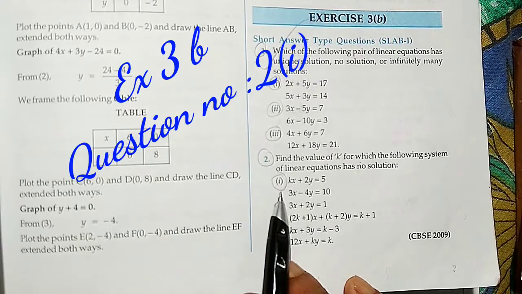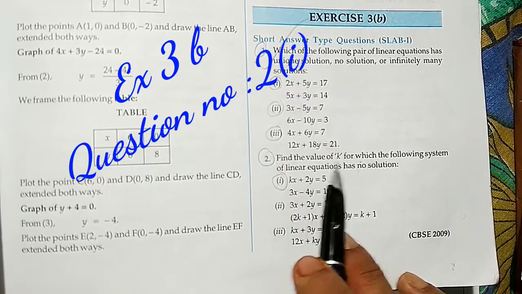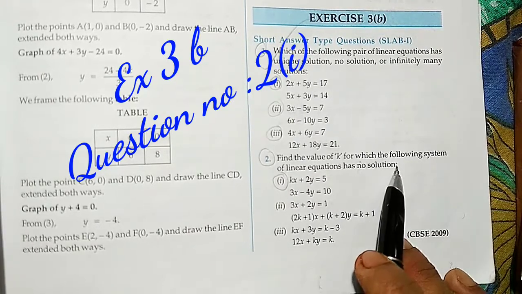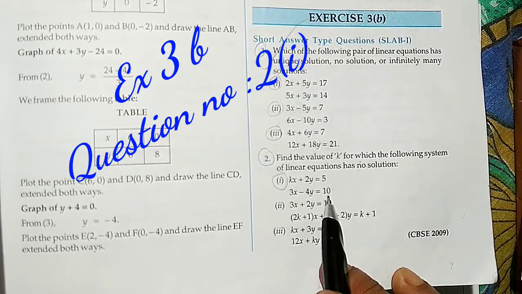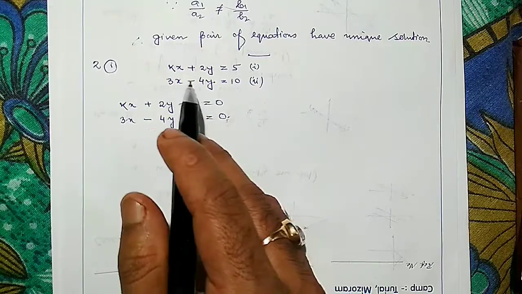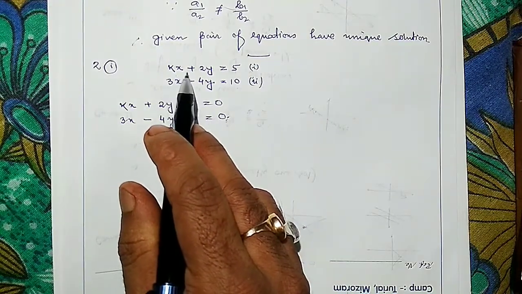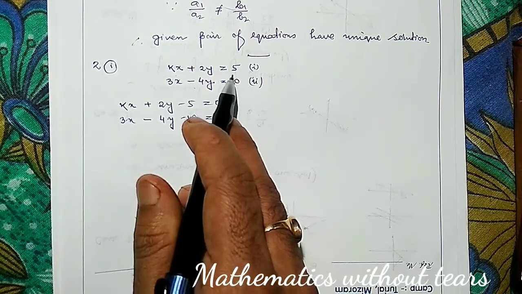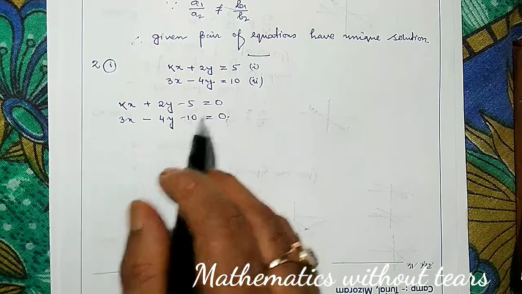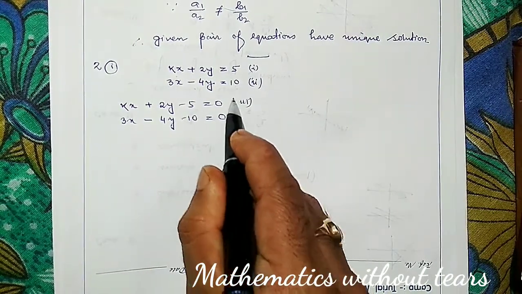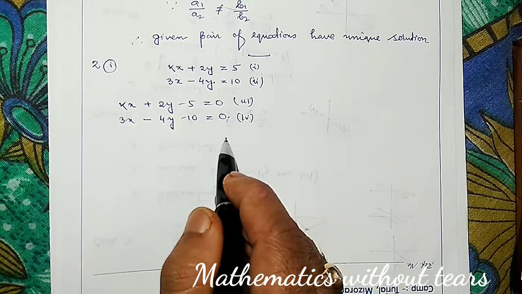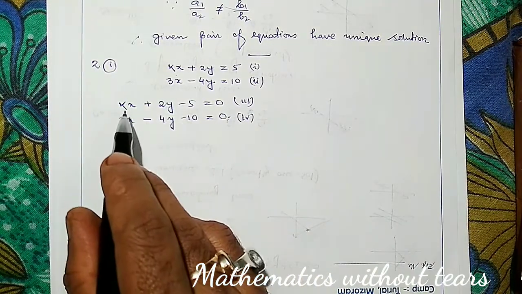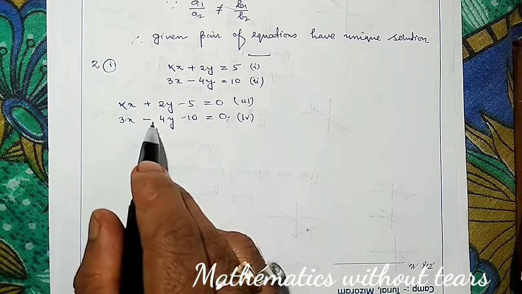In question number 2, first part, find the value of k for which the following system of linear equations has no solution, and these are the equations. Okay, let me show how to do this sum. Here equations are kx plus 2y equals 5, 3x minus 4y equals 10. If I transfer this 5 and 10 to the other side, I am going to get equation number 3 and equation number 4. Now in the question it is given, you are to find the value of k for which the system of equations has no solution.